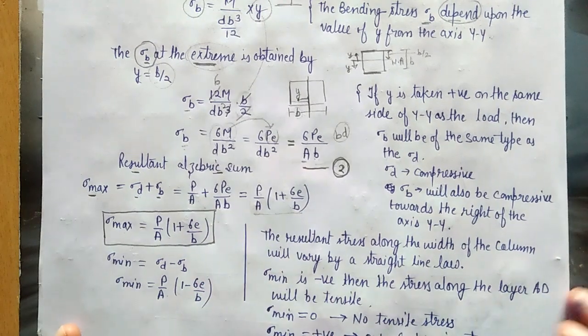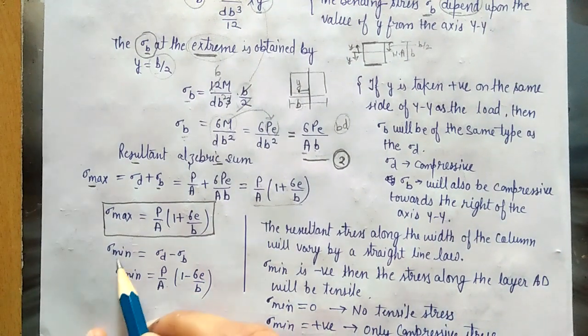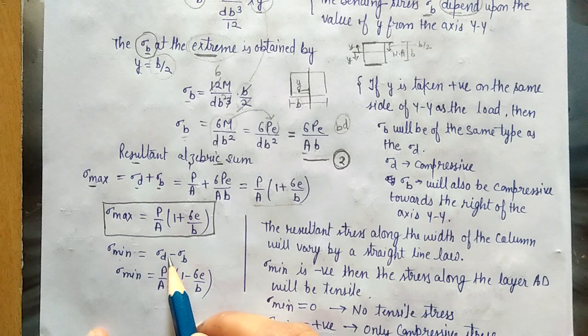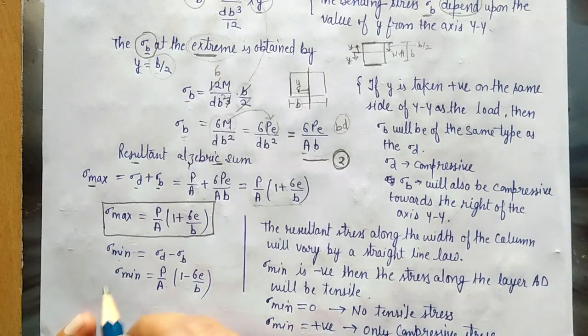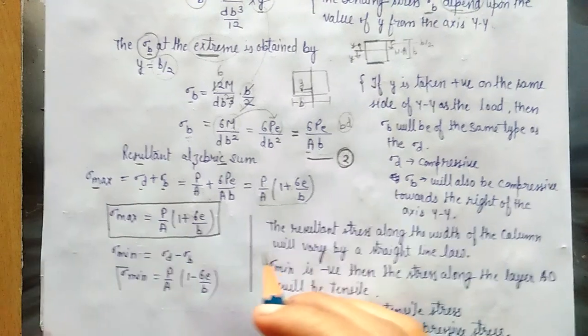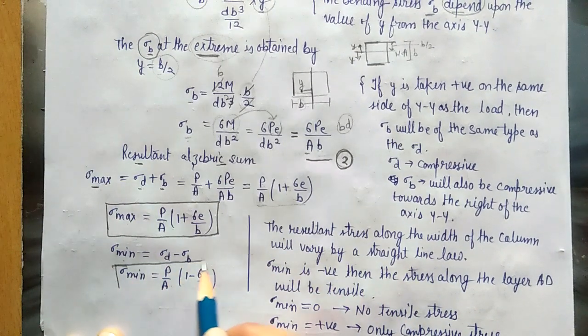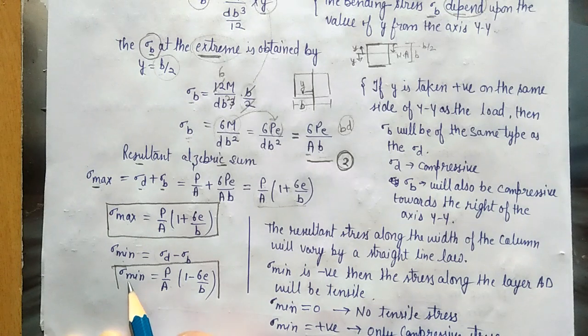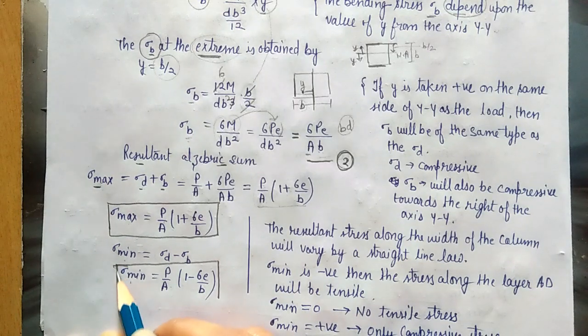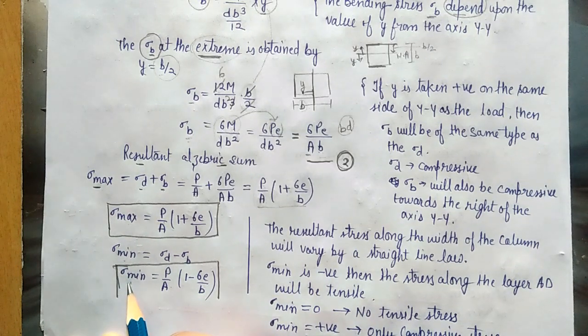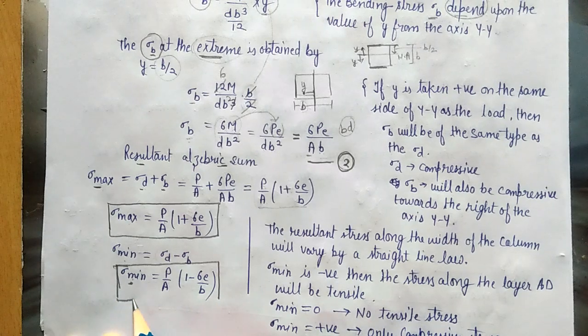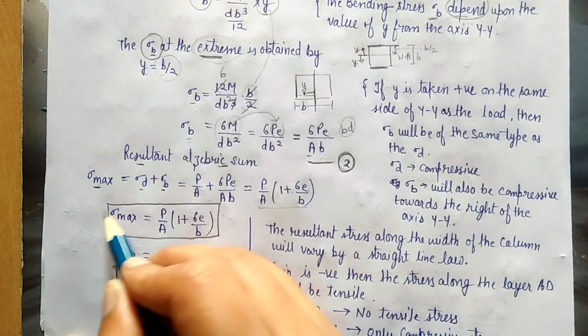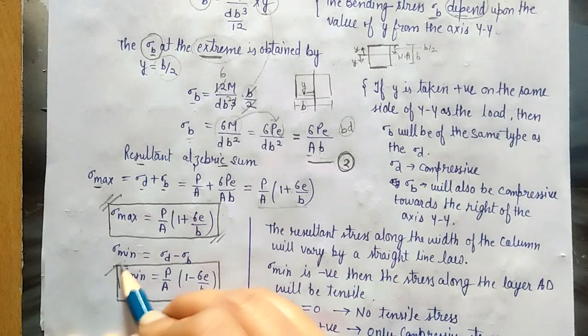What is the value of the minimum stress? The minimum stress comes out when we take the direct stress minus the bending stress. Similarly, you can do this. Sigma minimum, that is, the total resultant stress due to the eccentric load, comes out minimum: P upon A into 1 minus 6e by b. This is a very important result. Please go through it and learn it by heart.